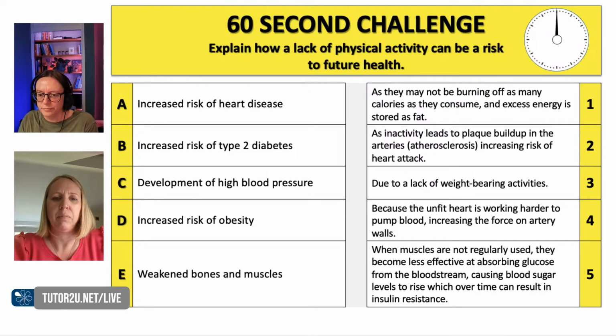Sounds correct. C4, development of high blood pressure because the unfit heart is working harder to pump blood, increasing force on the artery walls. Yep. D1, increased risk of obesity as they may not be burning off as many calories as they consume and excess energy is stored as fat. And then E3, weakened bones and muscles due to a lack of weight-bearing activities. Well done, Macfield. You got everything correct.